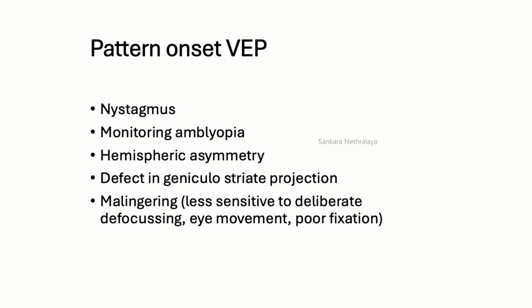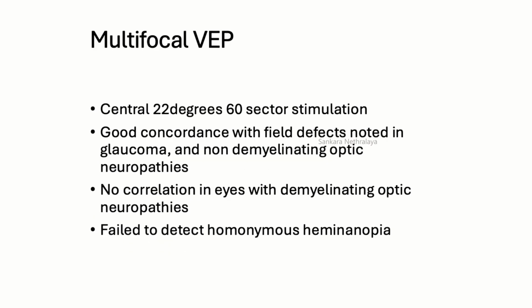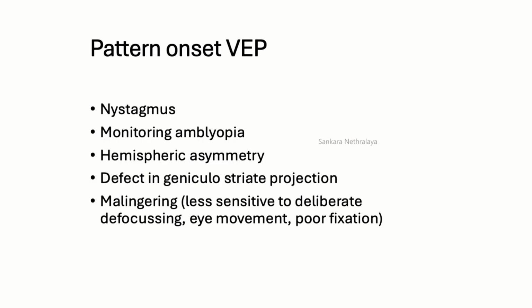So pattern onset offset VEP is mainly used when there is nystagmus or to monitor amblyopia. Some people use it for hemispheric asymmetry, for defects in the geniculo-striate projection. What is geniculo-striate projection? Striate cortex is occipital cortex, right? Yeah. So that part, any disease between the lateral geniculate body to occipital cortex, pattern onset VEP can be useful. Okay. In malingering, I already discussed about it.